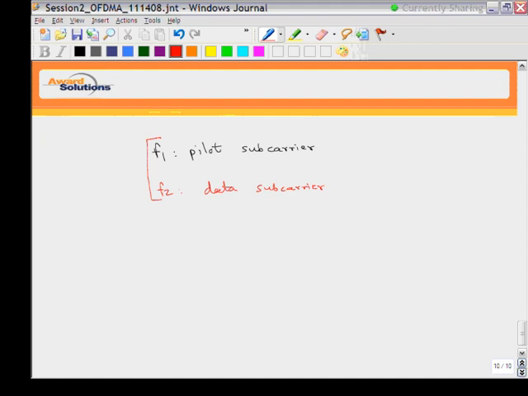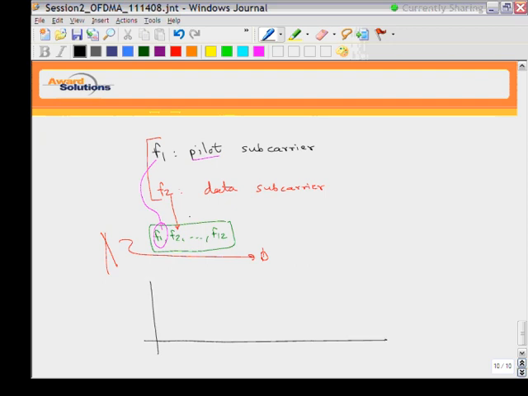And the base station has given the UE 12 subcarriers, F1, F2, up to F12. There is one set. And out of that set, we said F1 is a pilot, and F2 is data. So now we are sending those subcarriers. So let's say F1, and let's call this time.